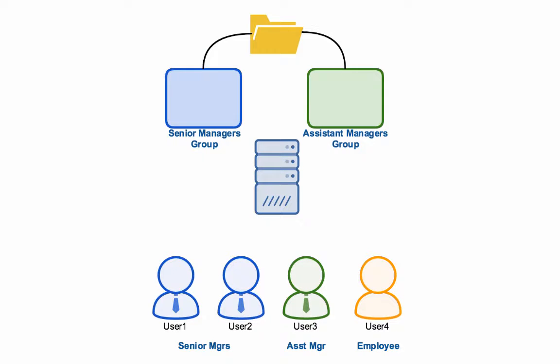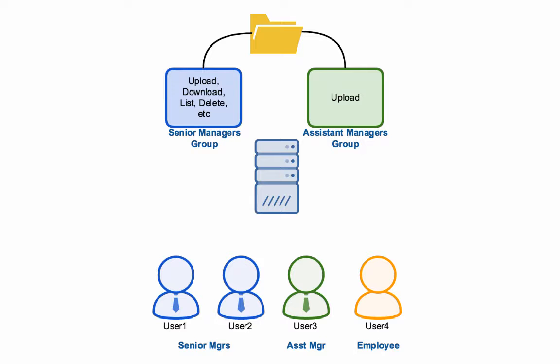Both manager groups share the same directory. However, they don't have the same permissions. Senior managers are allowed to do practically anything on this directory, like upload files, download files, view the list of files, delete files, and so on. On the other hand, assistant managers are only allowed to do one thing. They can only upload files and nothing else. Users who aren't members of any groups, like User 4, can't see the shared directory at all.